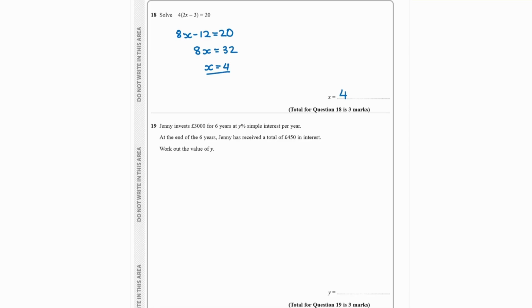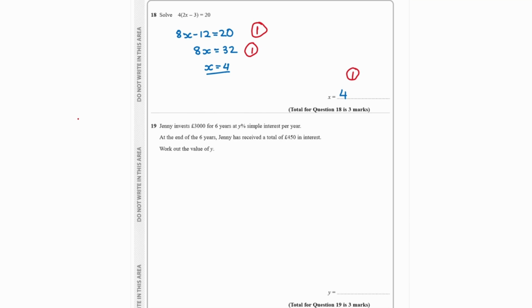This is a 3-mark question. The first mark would be awarded for correctly expanding the brackets, the second mark for collecting the number terms, and the third mark for dividing by 8 and getting a correct answer of x is equal to 4.